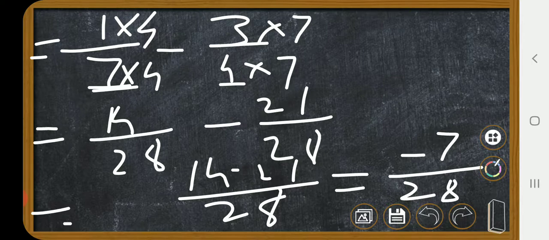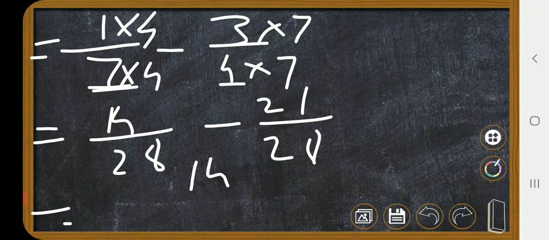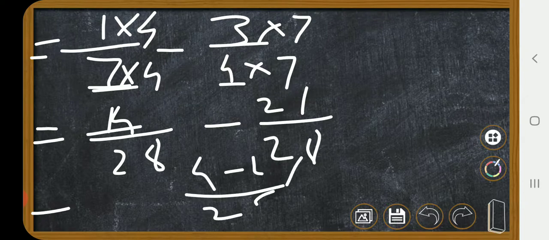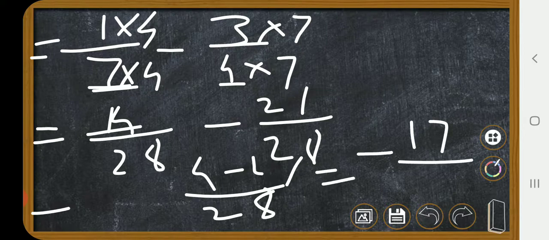Wait, something is wrong. This is 4, not 14. 4 minus 21, over 28. So minus 17 upon 28 is the answer.